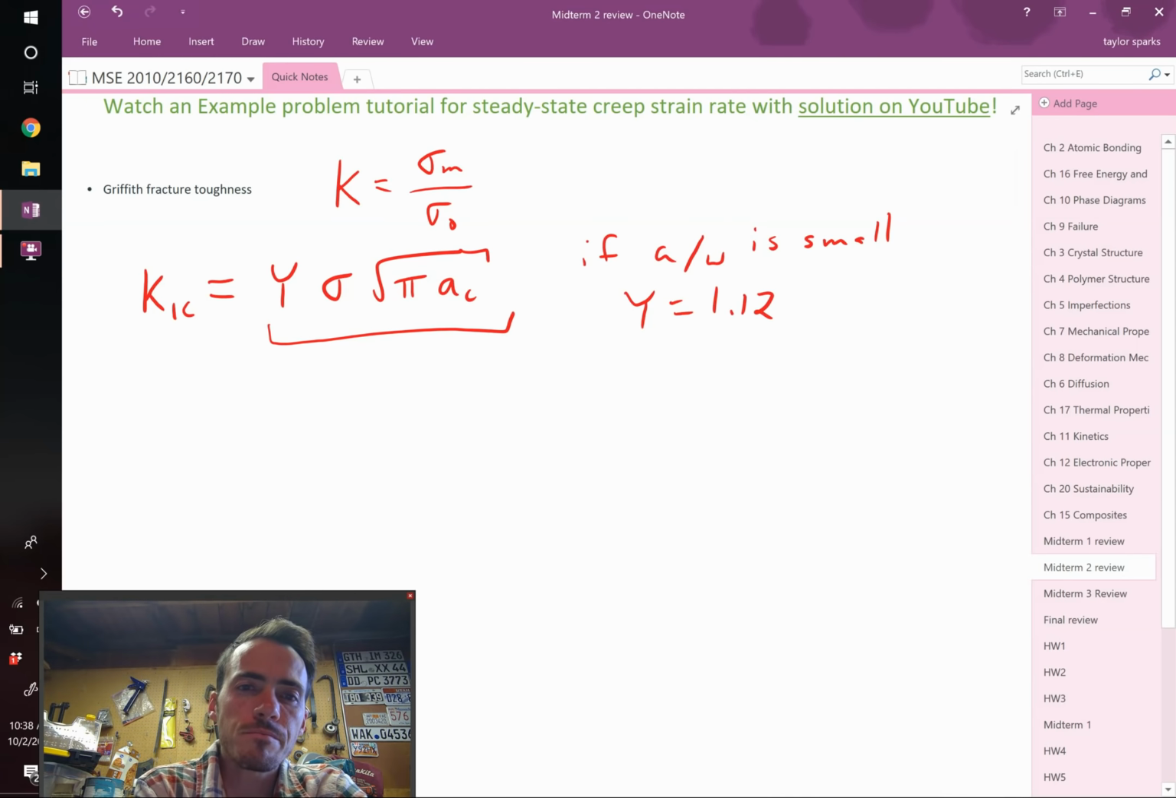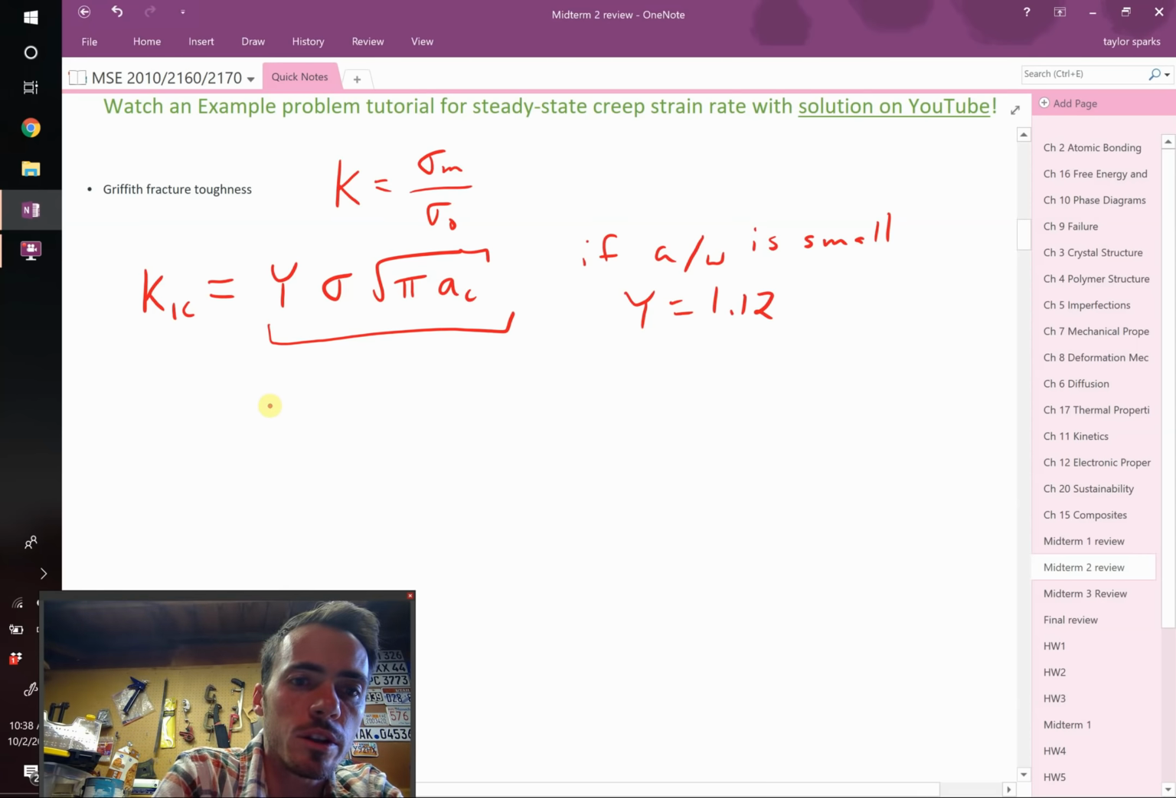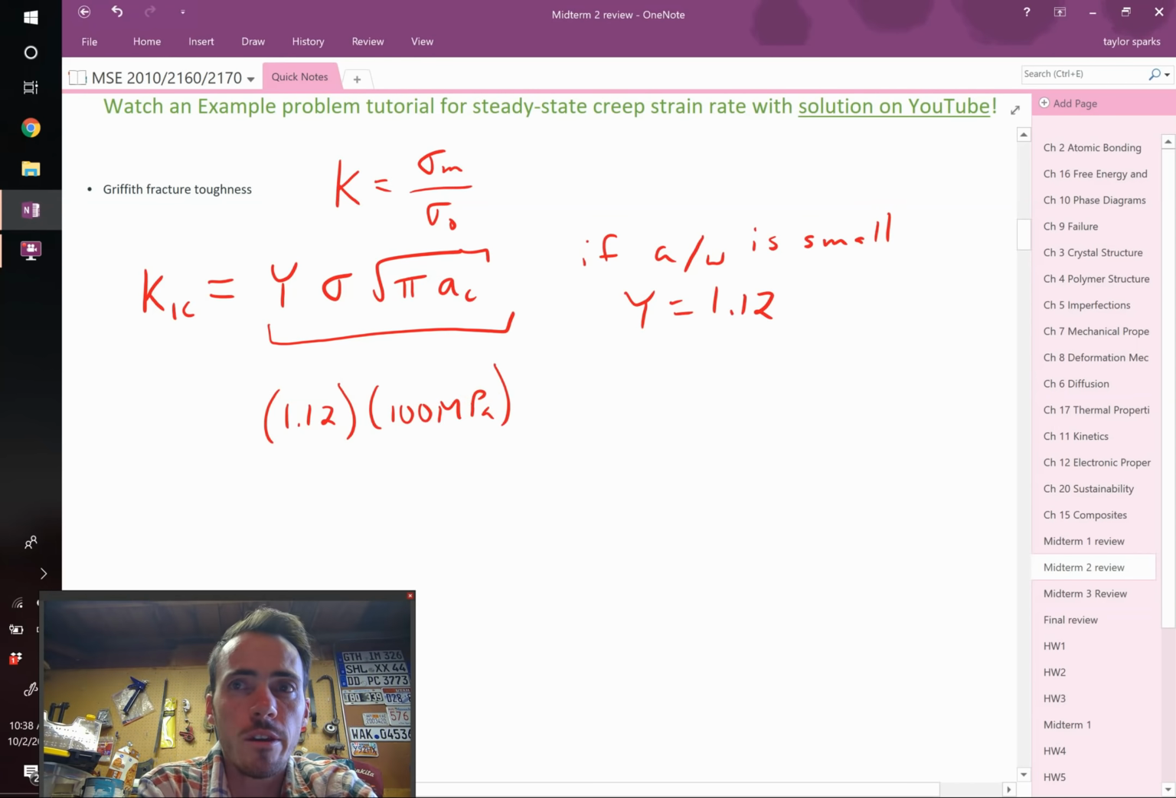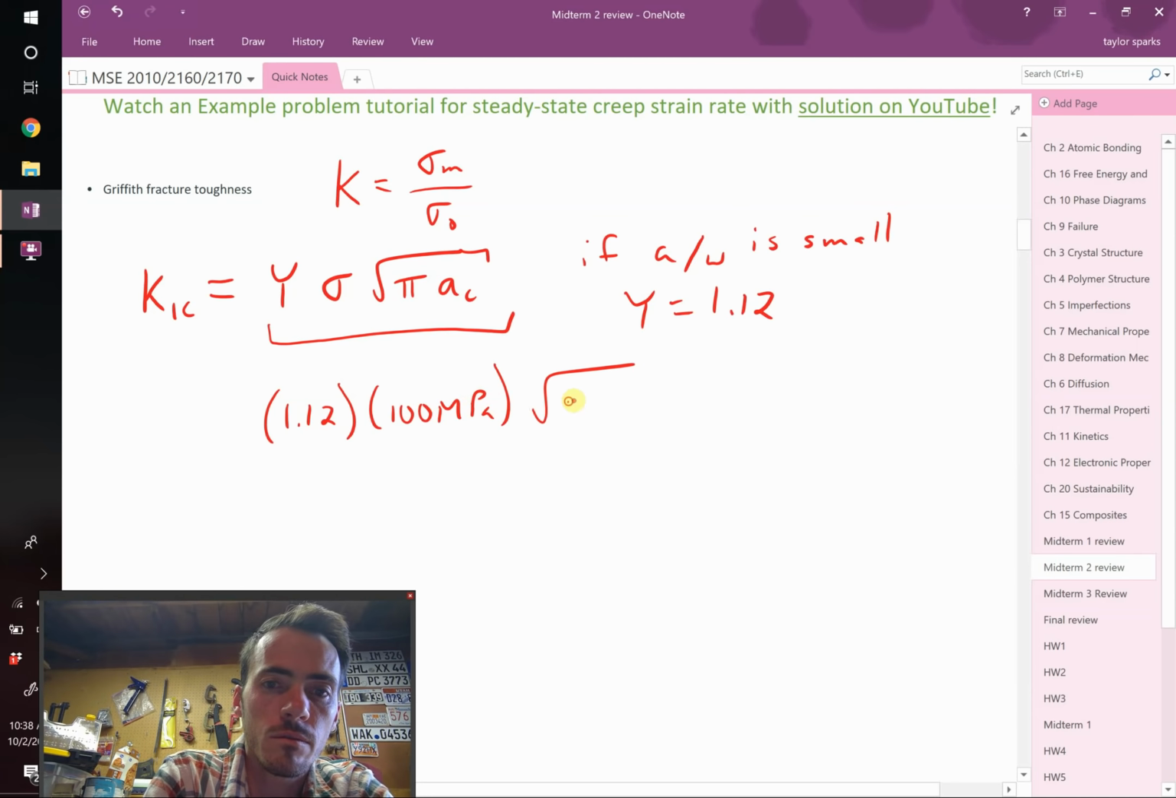If the flaw size is small, for a given stress and a given flaw size, you could calculate whether it would cause failure in your material. Let's just throw some numbers out. I'm just guessing here, so I don't know how it's going to turn out. But let's put 1.12, let's assume 100 megapascals, and let's assume that we have a 1 centimeter long flaw in your material. So I'm going to put this into meters: 1 centimeter, 0.01 meters.